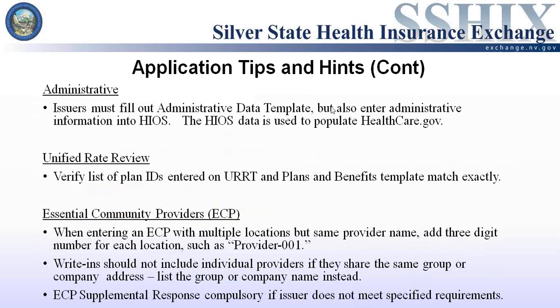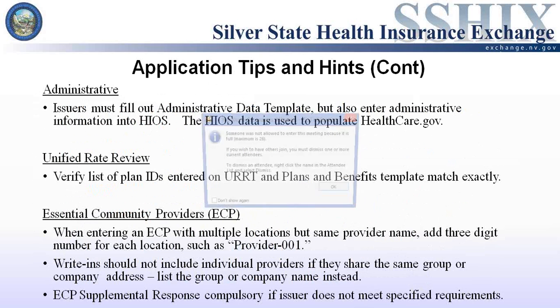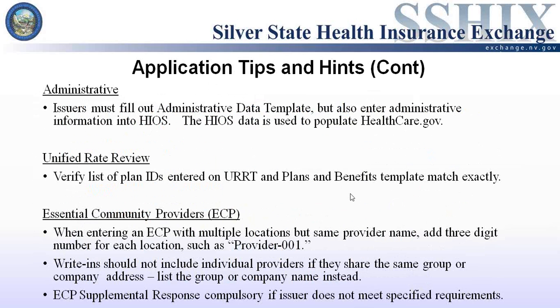The administrative template: you need to be sure that you enter your administrative information into HIOS as well as into the administrative template, because the HIOS data is what is used to populate Healthcare.gov. Unified rate review: you're going to verify your list of plan IDs entered on the URRT template and the plan and benefits template, and those should match exactly. And I believe that SADPs do not have to do a URRT.